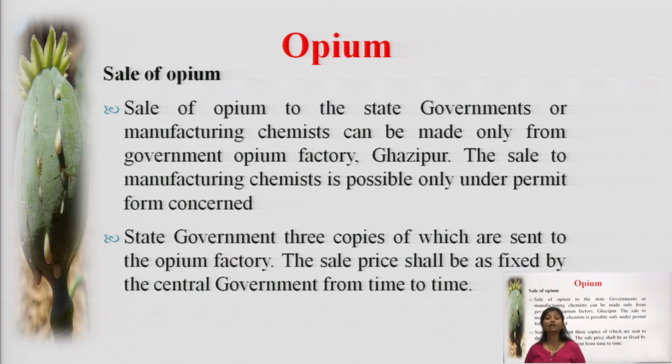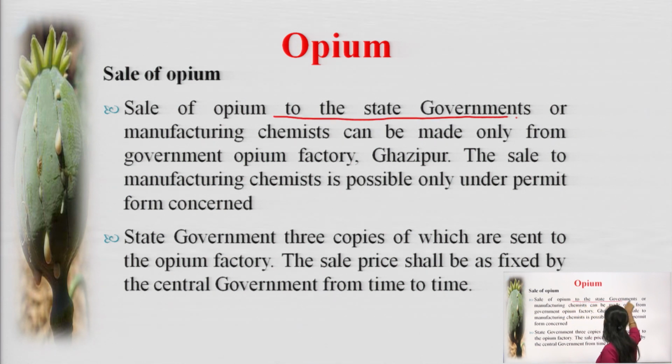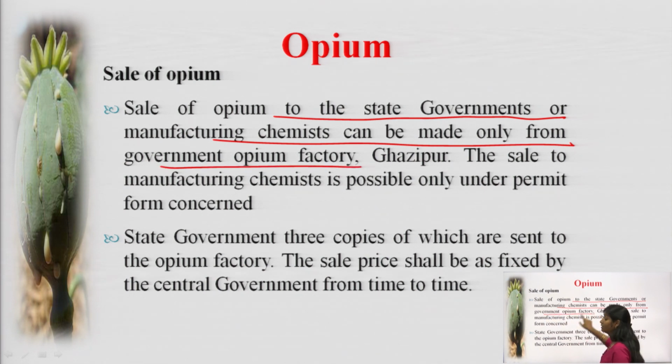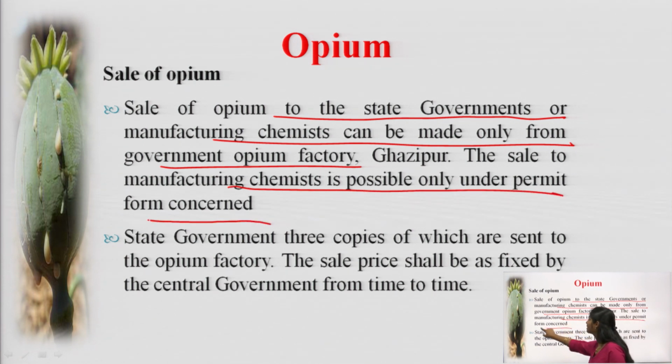Now, if we talk about the sale of opium, that is the last section of this part. The sale of opium to the state government or the manufacturing chemist can be made only from the government opium factory. Its purchase is controlled by the government opium factory, that is at Neemach and Ghazipur. The sales to the manufacturing chemist are possible only under permit from the concerned authority. When the government has permitted and the person is authorized, and he has legally all the documents necessary for dealing with opium, then only the sales can be done.